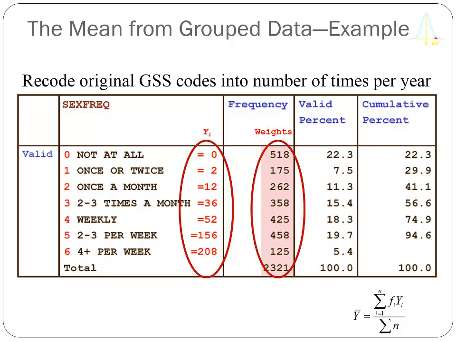The next column, our frequency column, those are our weights. If the weights were equally distributed, or another way of saying that, if we had the same number of people in each response category, then we could simply average the y sub i's. But you can see that there are a lot more people who responded 0 than there are who responded once or twice, or 4+ times per week. So each of those values, the 0, the 2, the 12, have to be weighted by the number of people who chose that response.